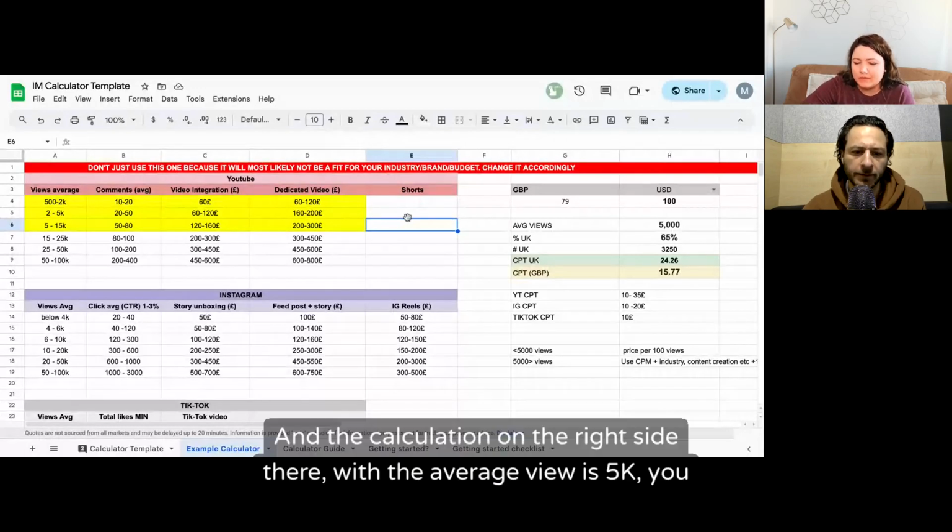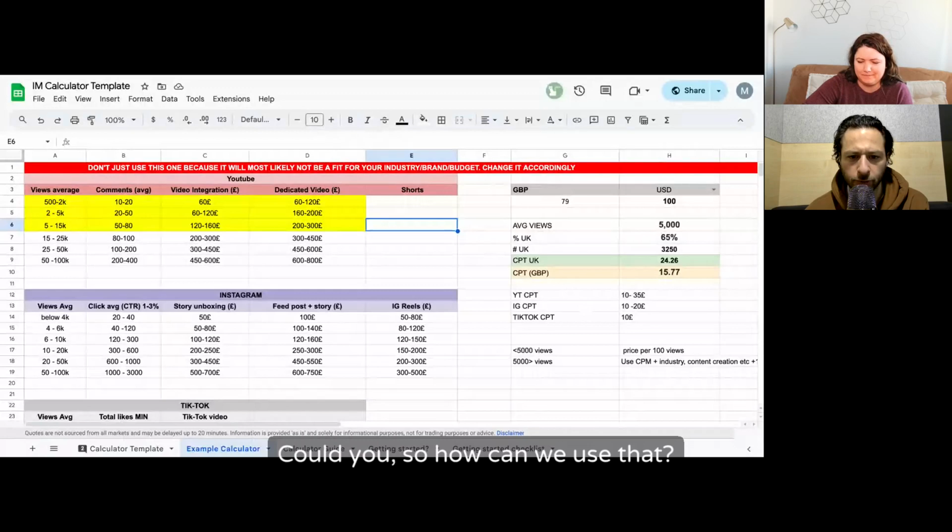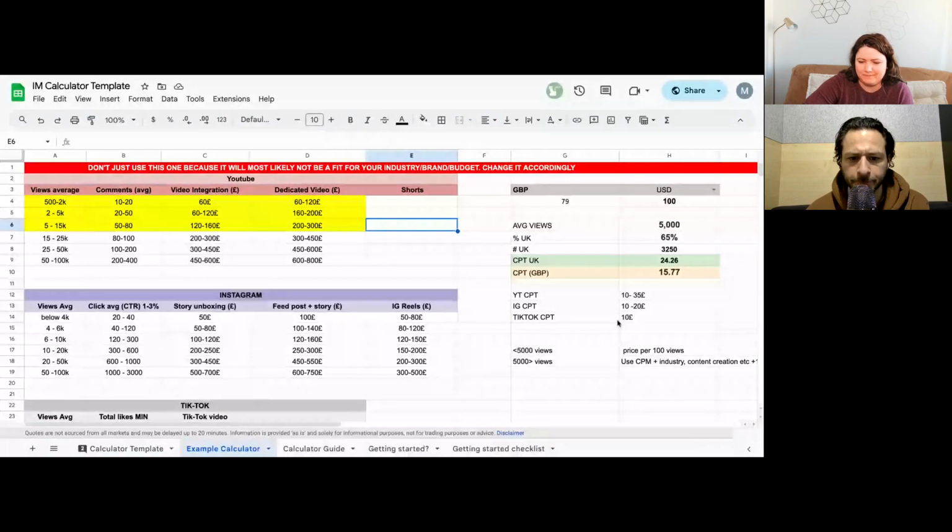Super. And the calculation on the right side there with the average views, 5K, UK percentage, so how can we use that?